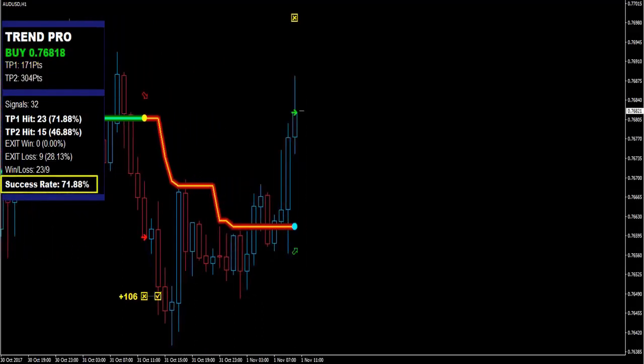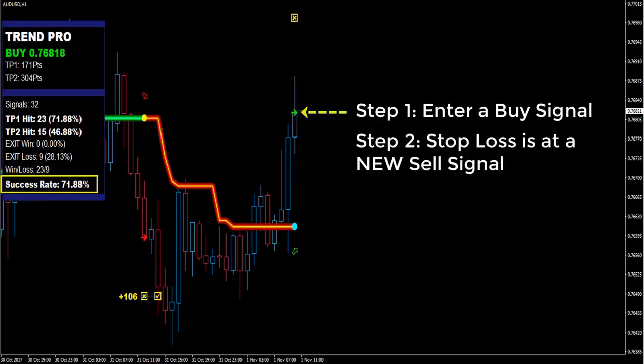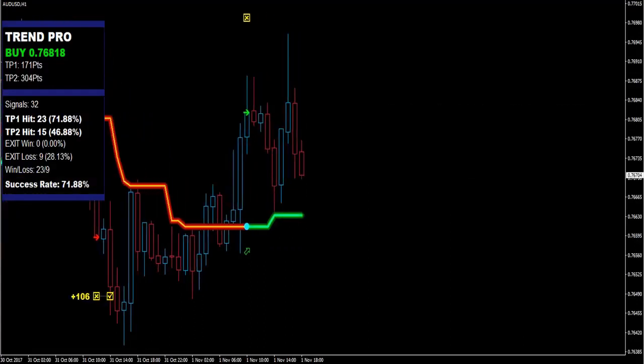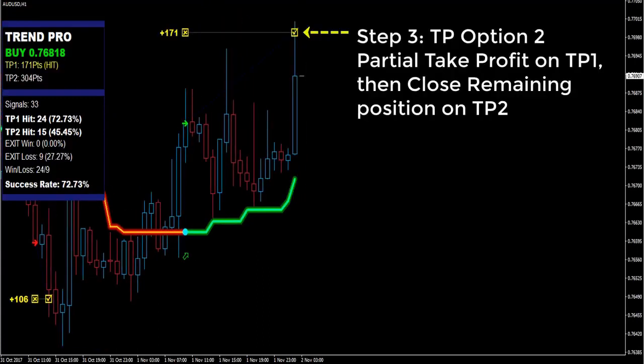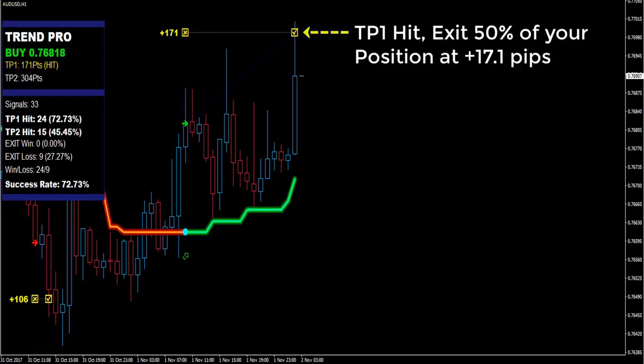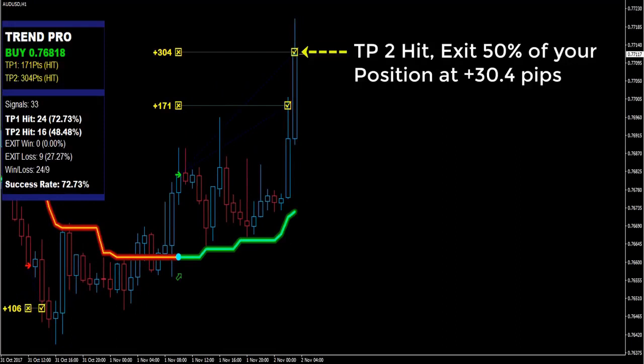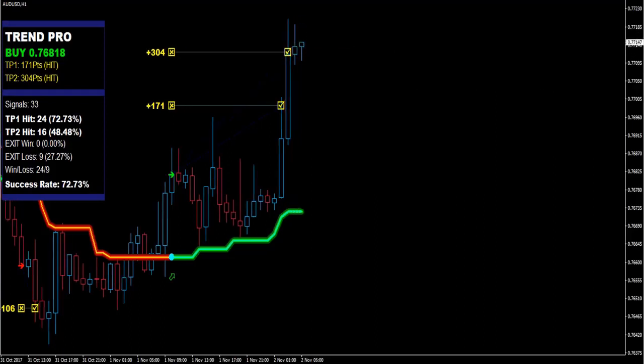Success rate higher than 65%. Step 1, enter a buy signal. Step 2, stop loss is at a new sell signal. Step 3, TP set at option 2. Partial take profit on TP1, then close remaining position on TP2. TP1 hit, exit 50% of your position at plus 17.1 pips. TP2 hit, exit 50% of your position at plus 30.4 pips.